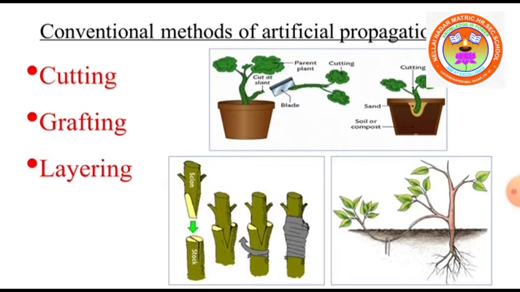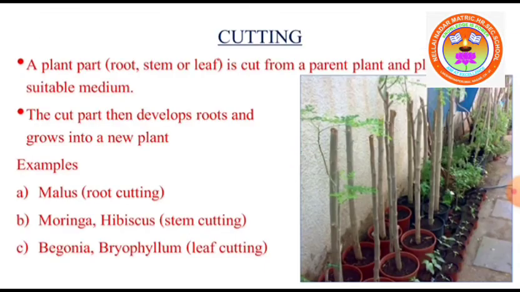Extensive usage of these methods helps to produce more plants or more propagules within a short period of time. So first we are going to start with cutting, a conventional method of artificial reproduction in plants. What is meant by cutting? It is a method of producing new plants by cutting parts of plants such as root, stem and leaves from the mother plant.